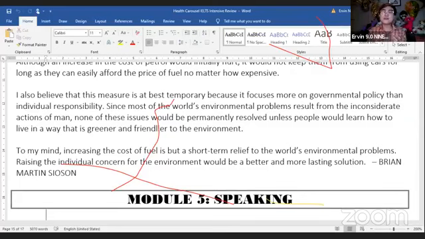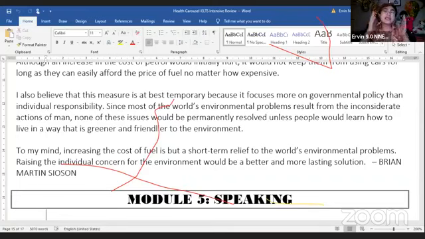Now let us move on to Brian's conclusion. He did not come up with something like "in conclusion" or "in summary" or "therefore," because yeah, that's quite common. So he just wrote something like, "To my mind, increasing the cost of fuel is but a short-term relief to the world's environmental problems." Go back to the intro, go back to the body. There was no part that Brian wrote something like short-term. What is it that he wrote in his conclusion?